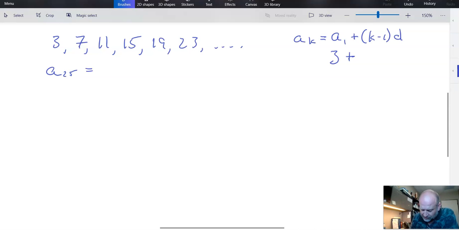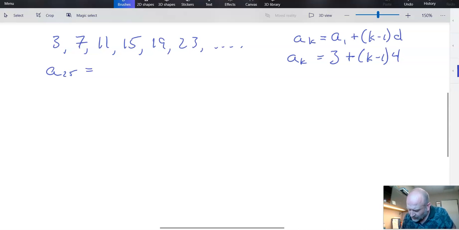So 7 minus 3 is 4. 11 minus 7 is 4. 15 minus 11 is 4. So that means d equals 4. So now this is 3 plus k minus 1 times 4, which is our kth term.